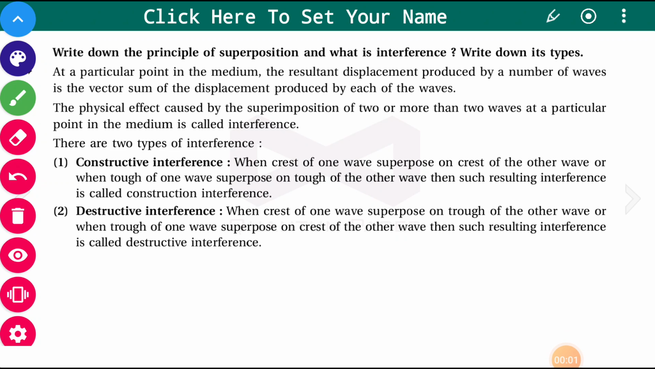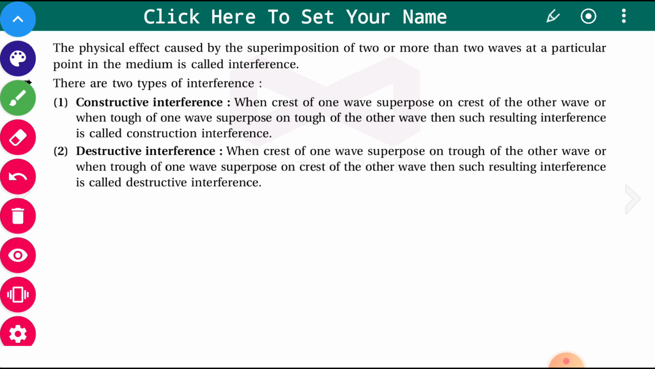We shall discuss the principle of superposition and what is interference. Okay, that is the topic of discussion. At a particular point in the medium, the resultant displacement produced by a number of waves is the vector sum of the displacement produced by each of these waves. This we have studied in the 11th standard.